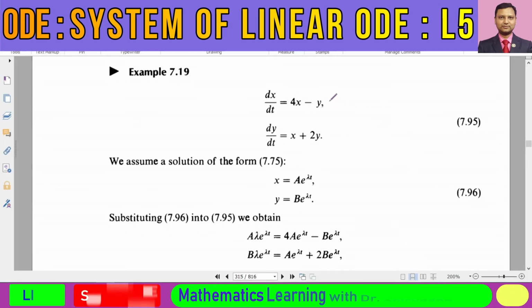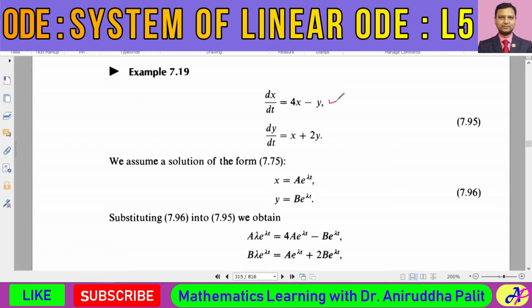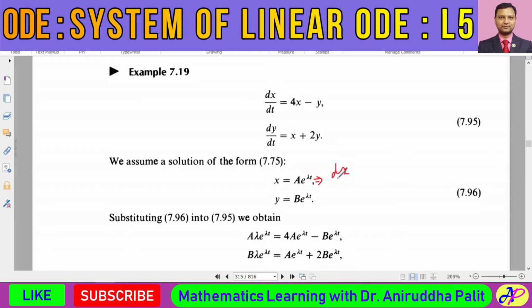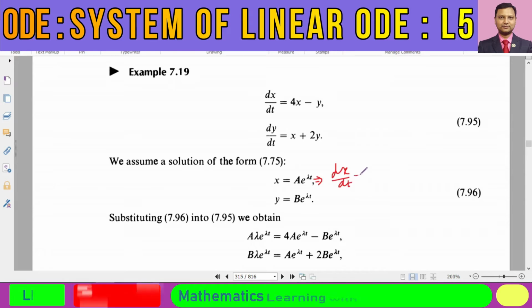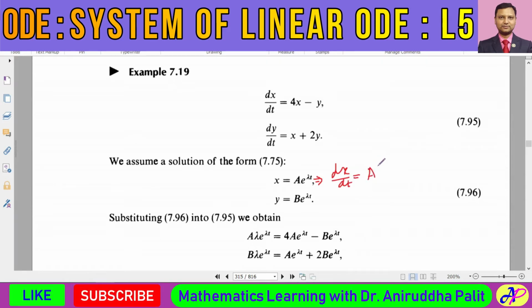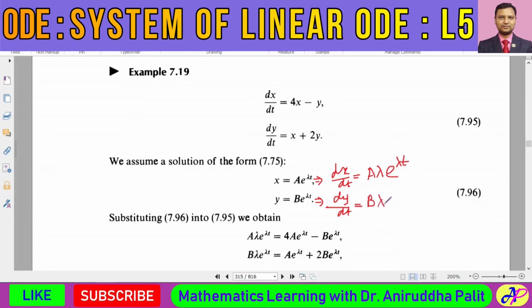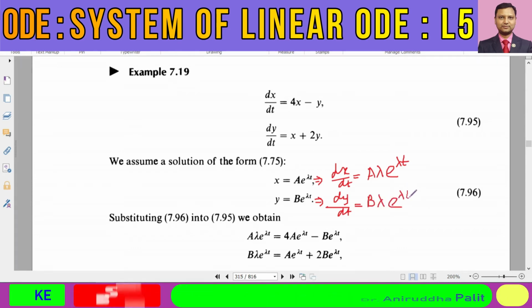Let us consider this example: dx/dt is equal to 4x minus y, and dy/dt is equal to x plus twice y. So we first assume that x is equal to A into e to the power of lambda t. If x is equal to A into e to the power of lambda t, then we can compute dx/dt. dx/dt is equal to A into lambda into e to the power of lambda t. Similarly, from this relation, you can compute dy/dt. dy/dt is equal to capital B into lambda into e to the power of lambda t, like this.